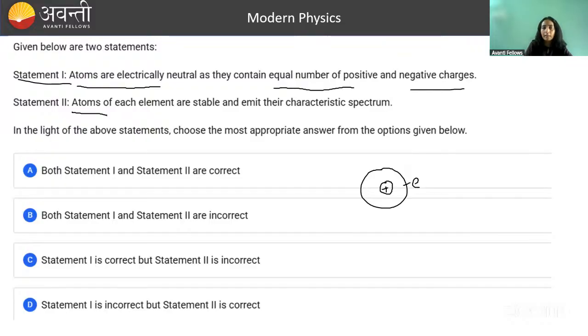ठीक है. So atoms may be stable or unstable. Atoms of each element are stable? No. And emit their characteristic spectrum? Yes. Every atom emits its characteristic spectrum, but it doesn't mean they are stable. ठीक है. Atoms are unstable. So statement 2 is what? Incorrect. Which option will be correct? One is correct, other is incorrect. Yes, option C.